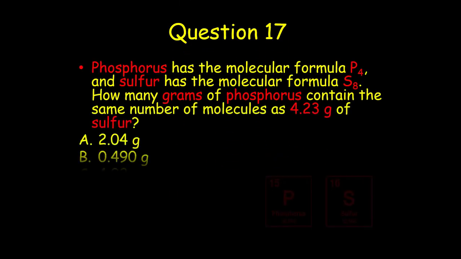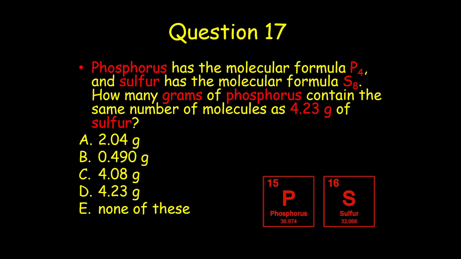Question 17. Phosphorus has the molecular formula P4 and sulfur has the molecular formula S8. How many grams of phosphorus contain the same number of molecules as 4.23 grams of sulfur? 2.04 grams, 0.49 grams, 4.08 grams, 4.23 grams, none of these. Try to solve the question. Okay, the answer.